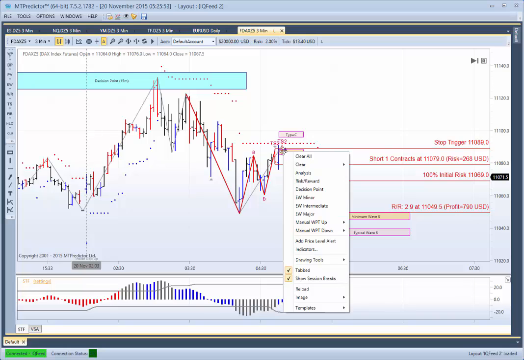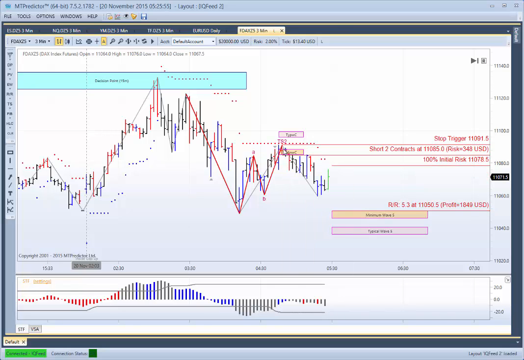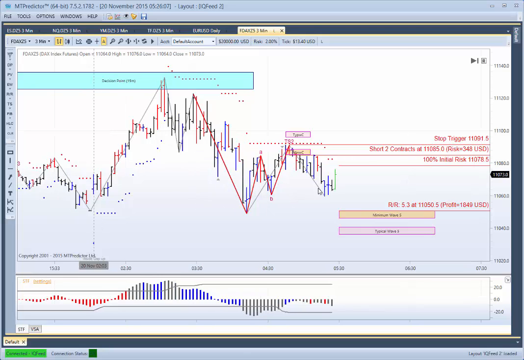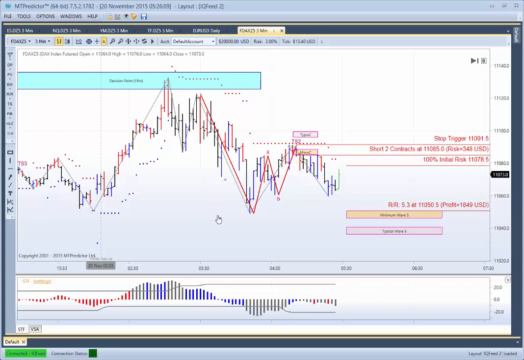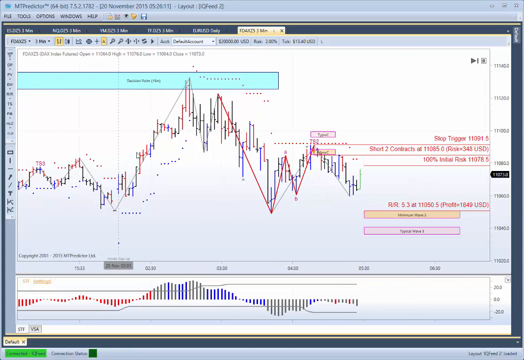Then there was another TS2 sell setup coming in here, which is actually live at the moment. But if this gets down to the first target, this would be a profit of 5.3R, or approximately 5 times greater than the loss. So another good example of a trade taken in the direction of the large view trend. This is live and unfolding at the moment.